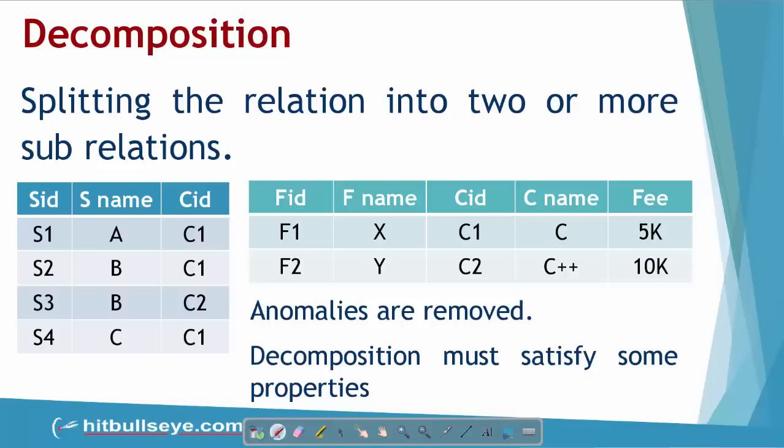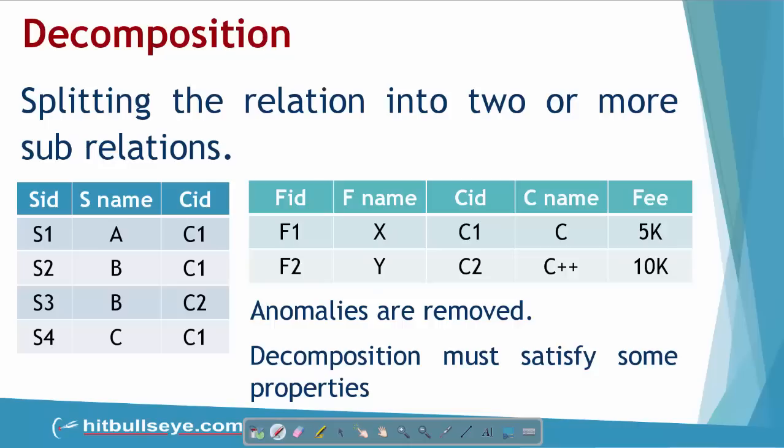And the course details are the faculty who is taking the course, the details of the faculty like FID, FName, course details, course ID, course name, and the fee of that course. So what happens here? Do we have more anomalies here? No. If I need to introduce a new course called Java, I can independently do that in the second table.